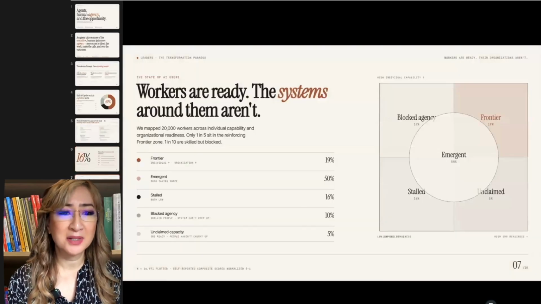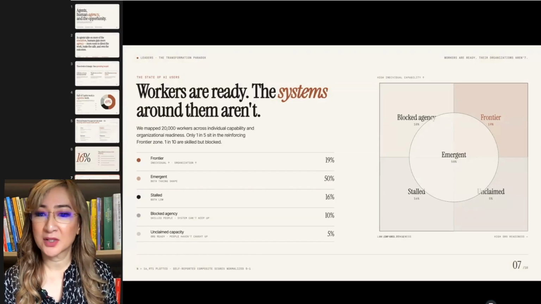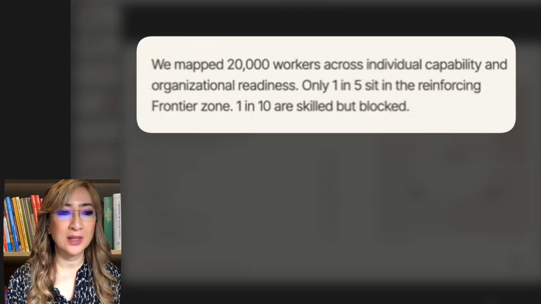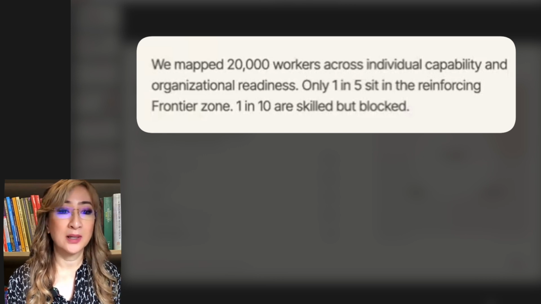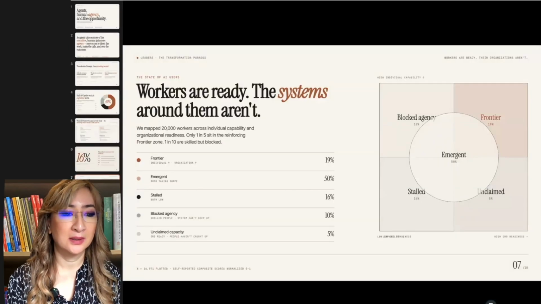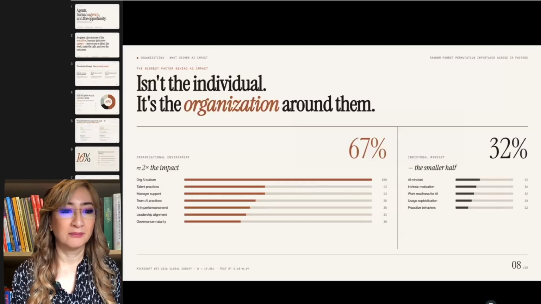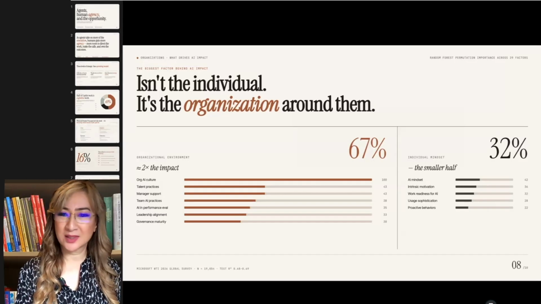Workers are ready. The systems around them aren't. Okay, so the blocked agency, frontier, stalled, unclaimed. So they talk about the different systems. We map 20,000 workers across individual capability and organizational readiness. Only 1 in 5 sit in the reinforcing frontier. 1 out of 10 are skilled but blocked. All right. It isn't the individual, okay? It's the organization around them.